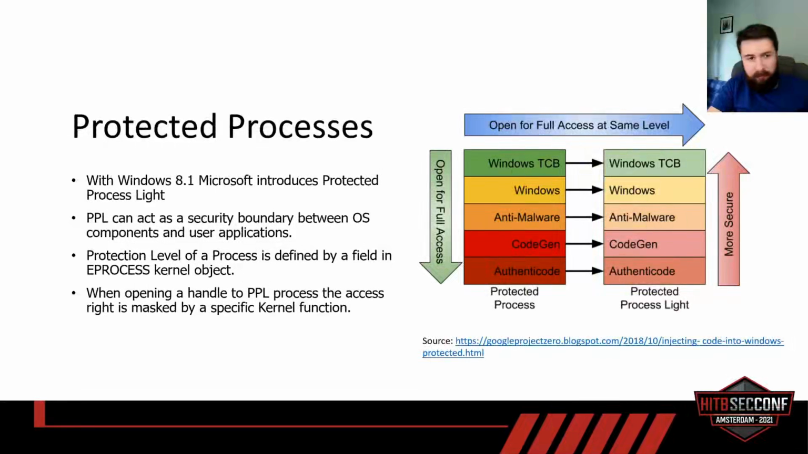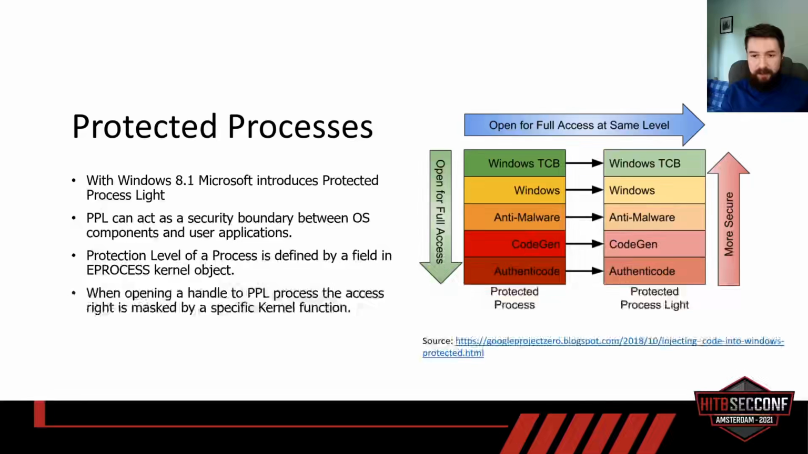Okay, let's move on to protected processes. Protected Process Light is a Windows feature introduced in Windows 8.1. PPL is a property of a process, defined in one of the fields in the EPROCESS kernel object. Windows provides it as a boundary between OS components and user applications. One of the well-known usages is running lsass.exe as PPL by configuring it with a registry key.